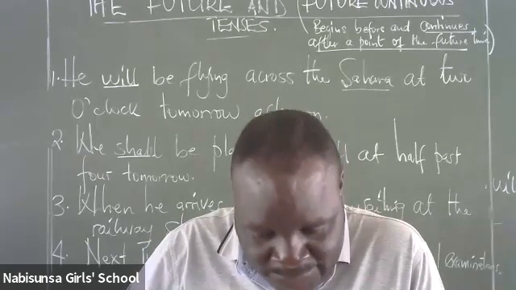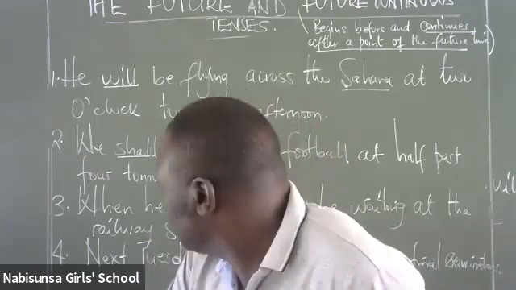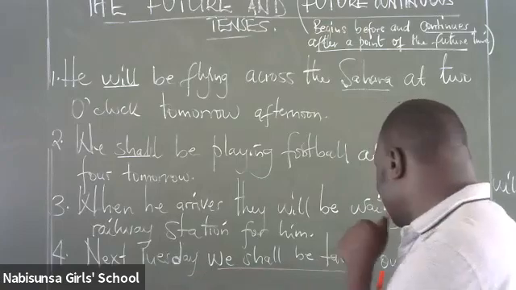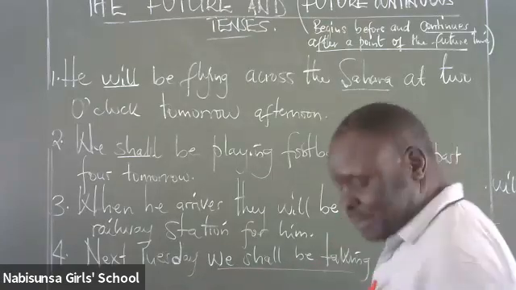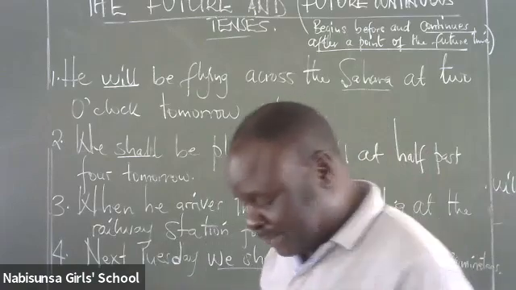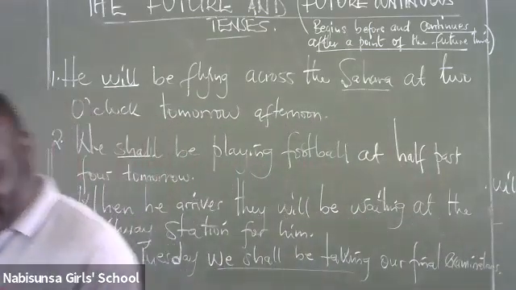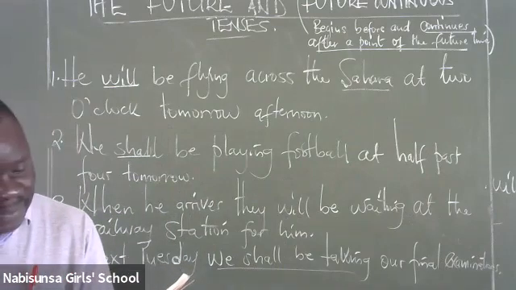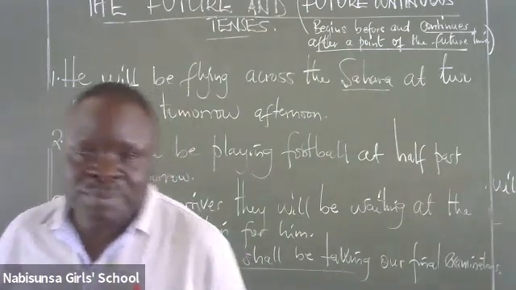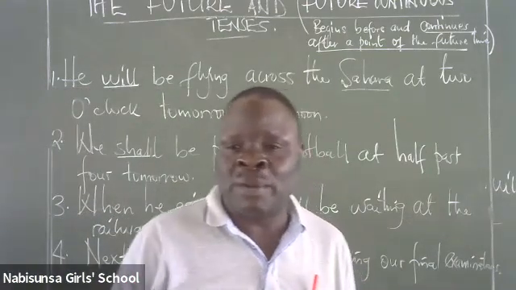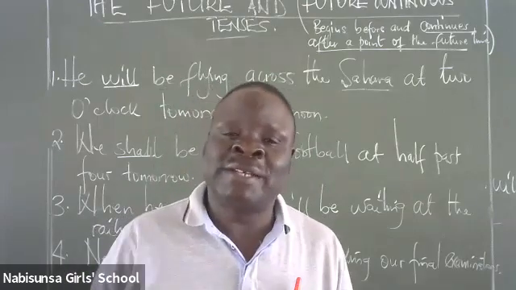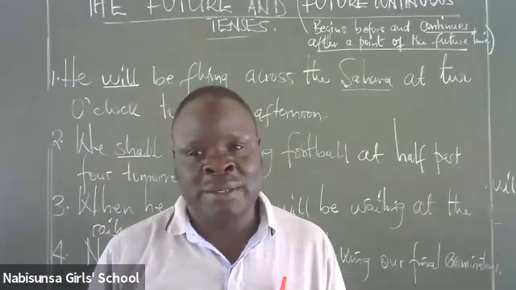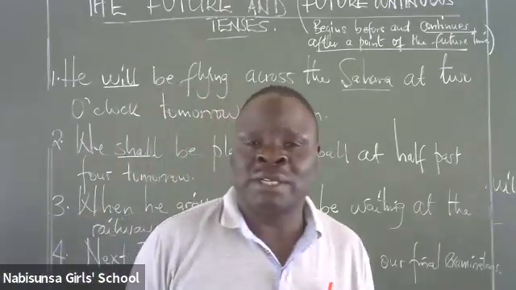Oh yes, I wanted to say that on number 4, you've said next Tuesday we shall be taking our final examinations. Isn't there supposed to be any comma after next Tuesday, or it's not needed? Okay. That is Alia, next Tuesday. There's no comma. That comma is the first one if you put it there. You cannot say next Tuesday we shall be, that is wrong sentence construction.